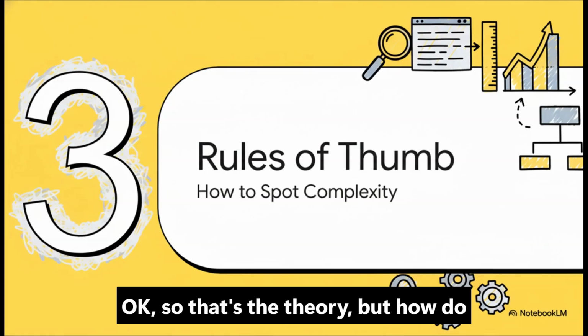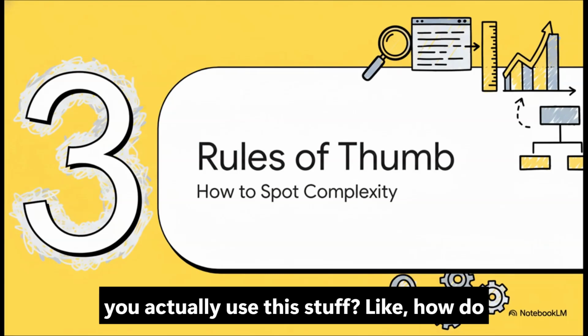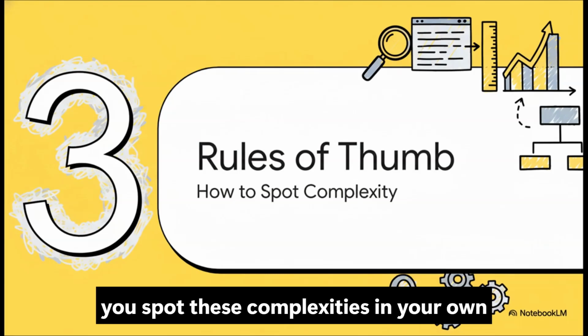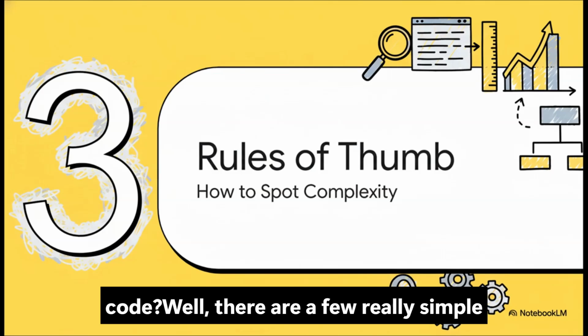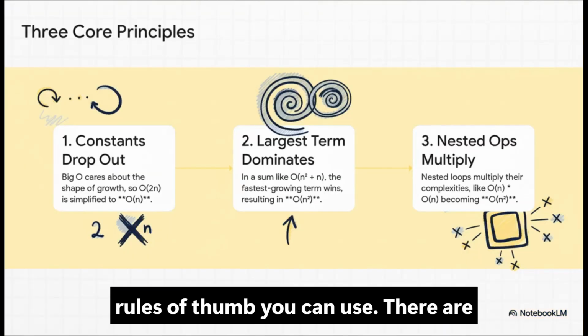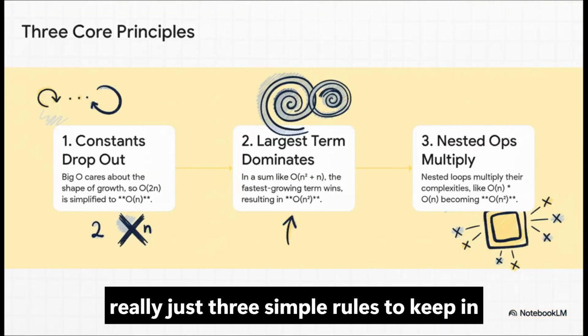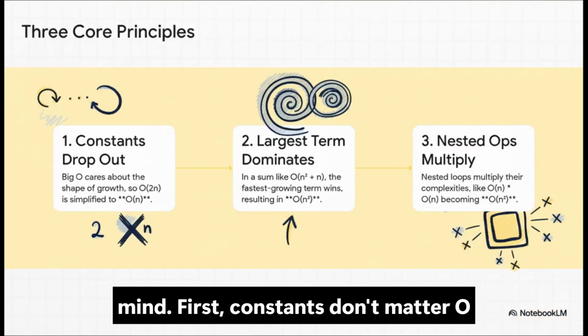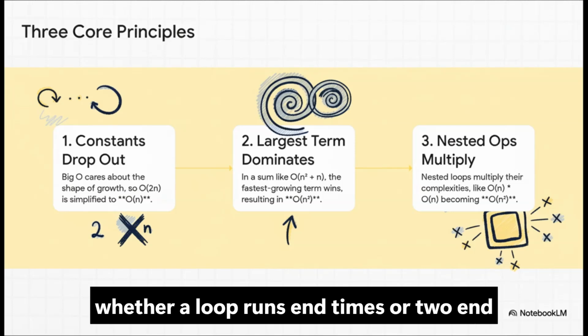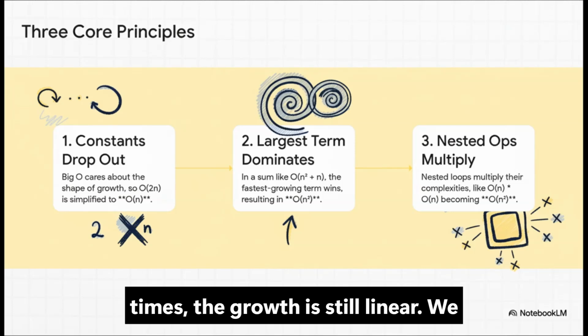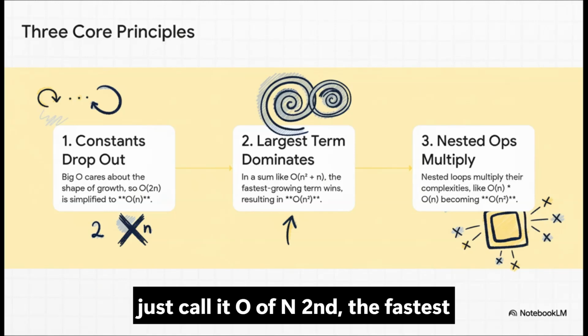Okay, so that's the theory. But how do you actually use this stuff? Like, how do you spot these complexities in your own code? Well, there are a few really simple rules of thumb you can use. There are really just 3 simple rules to keep in mind. First, constants don't matter. So whether a loop runs n times or 2n times, the growth is still linear. We just call it O of n.